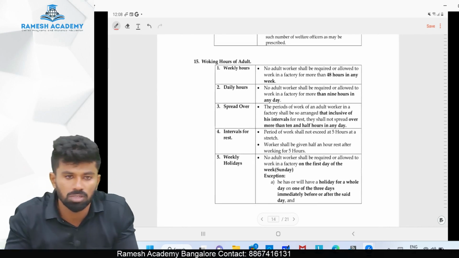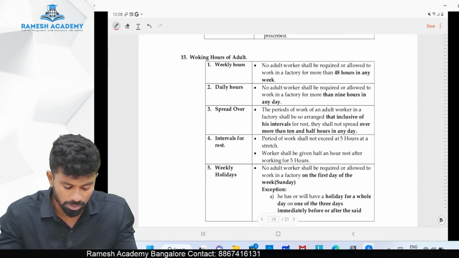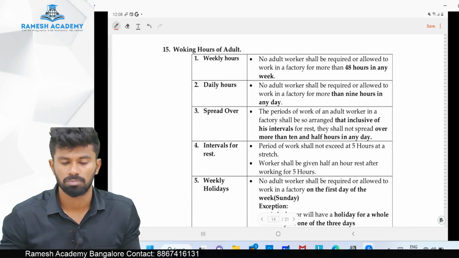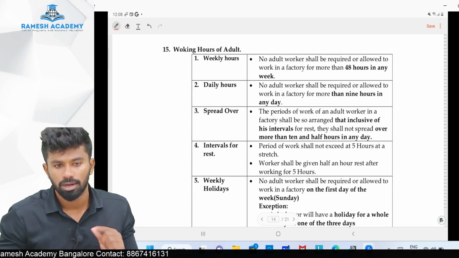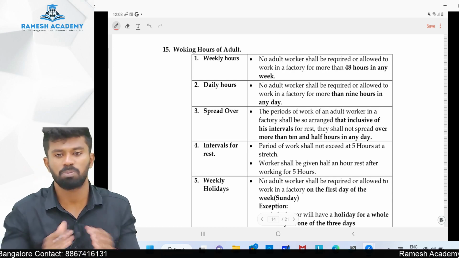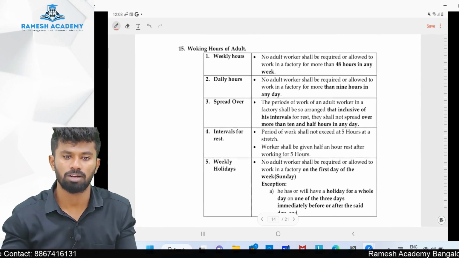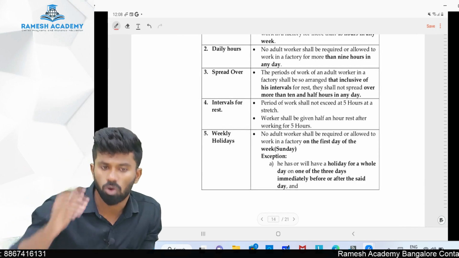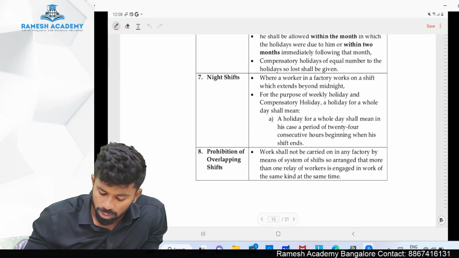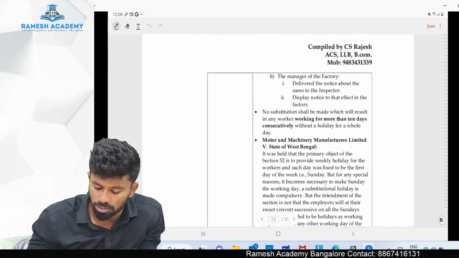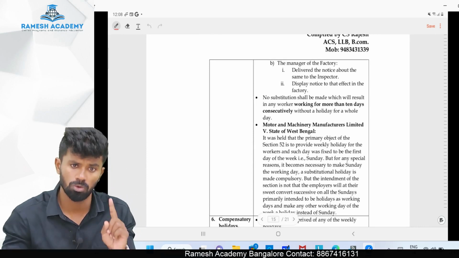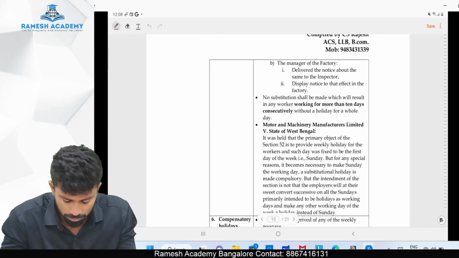These are the provisions with respect to working hours of adults. What is the first one? Weekly hours is how many hours? 48 hours in a week. Daily 9 hours. Intervals for rest, after 5 hours there should be a half an hour break. Spread over should not go beyond 10.5 hours, and there should be a weekly holiday on Sunday. Okay, so if Sunday is a working day, then you have to provide, within the preceding or succeeding 3 days, one day as a holiday.